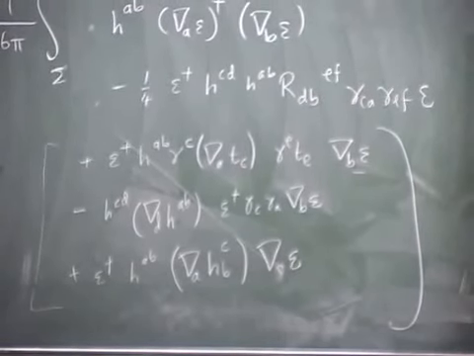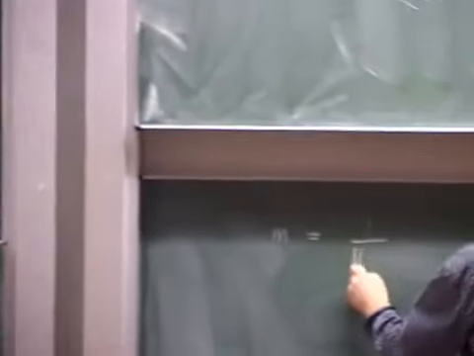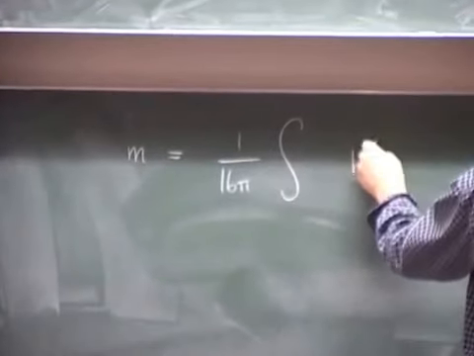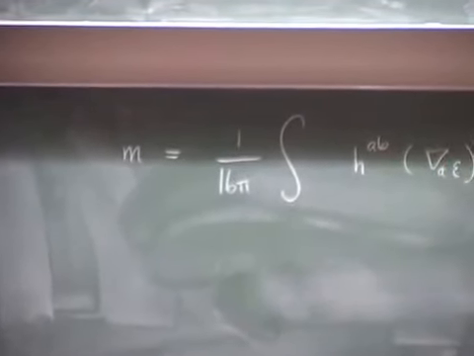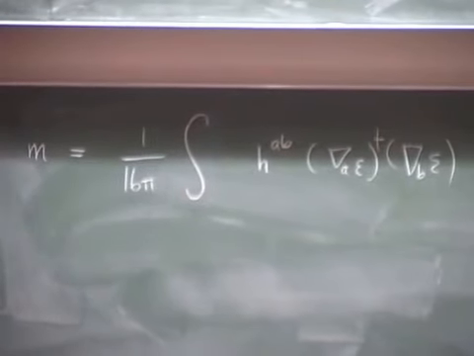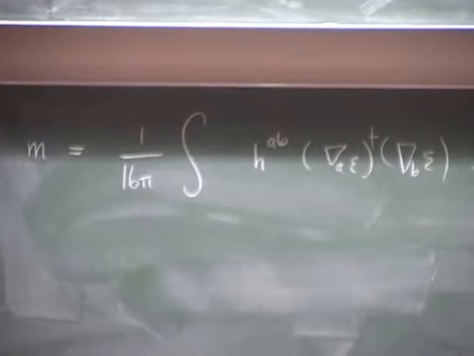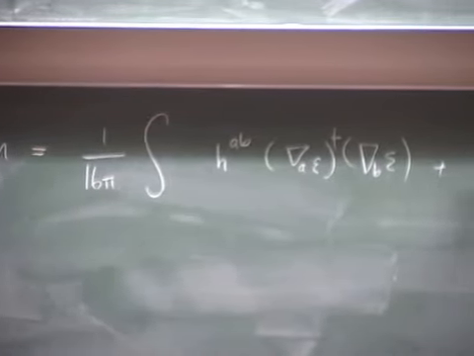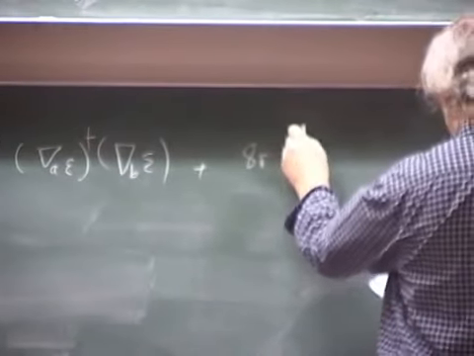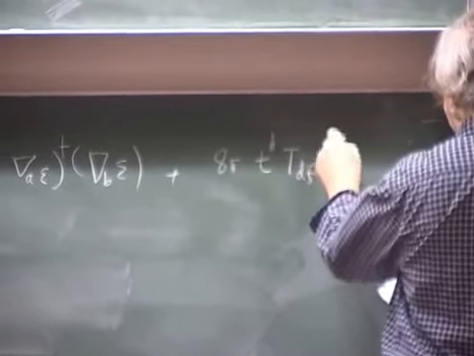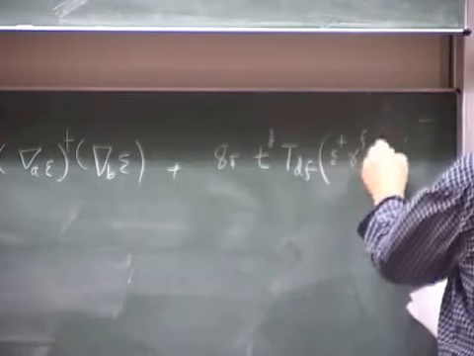The net result is that the mass is equal to 1 over 16 pi integral of H^AB ∇_A ε† ∇_B ε plus, let me get my factors of 2 right, plus 8 pi times T^D_T^D_F ε† γ^F γ^C ε T_C.